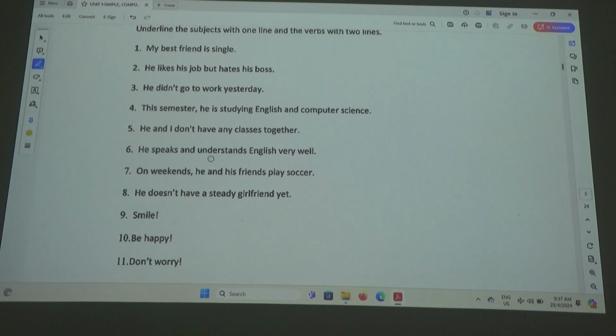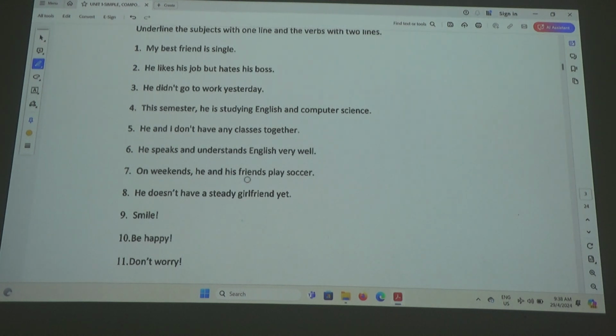Okay, number 6. He speaks and understands English very well. From who? Subject? He. Verb? Speaks. One more? Understands. Understands. Is that okay? Okay, good.